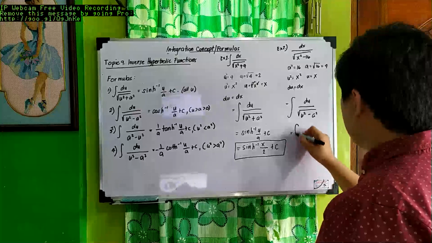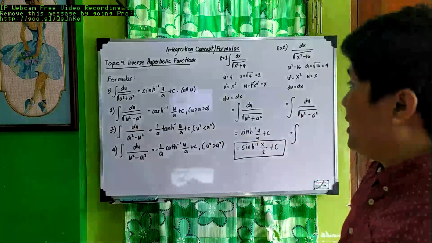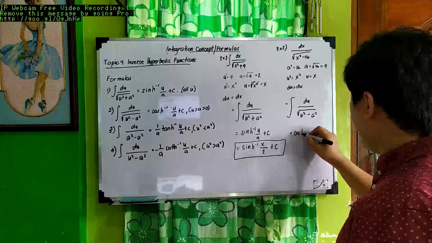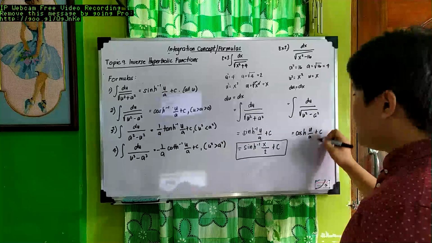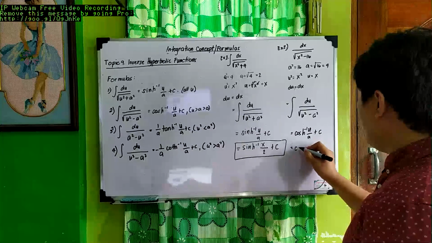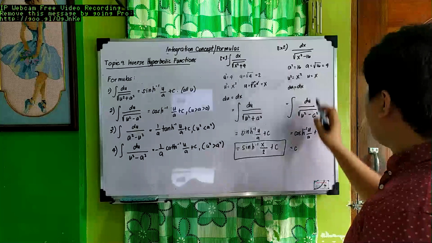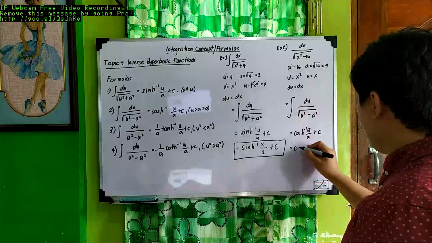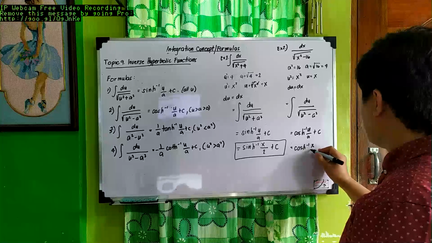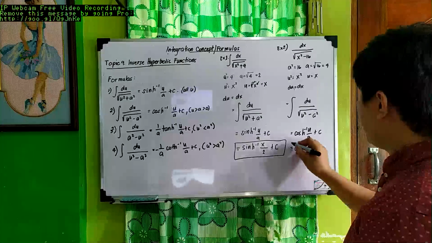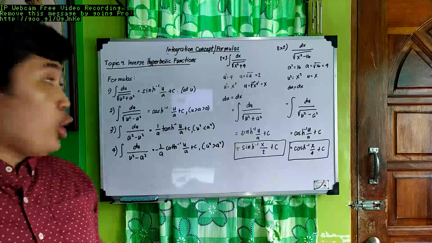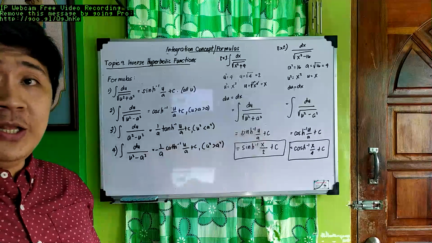And obviously, we can look at it as our second formula, which is the arc cosine hyperbolic of u over a plus c. So that is arc cosine. So now, where your u is x and your a is 4, you have arc cosine hyperbolic, u is x and a is 4, plus c. Right. So that will be it for that example. So let's try another example.